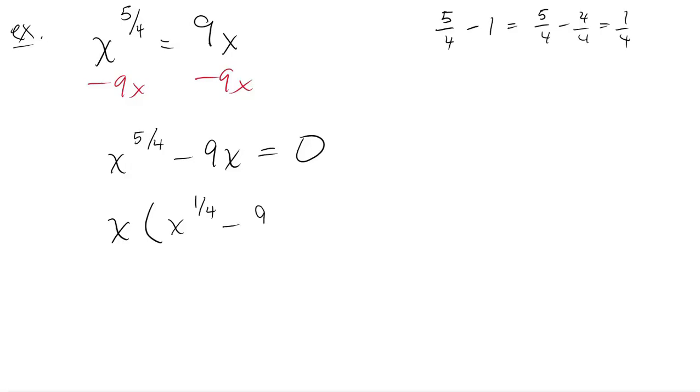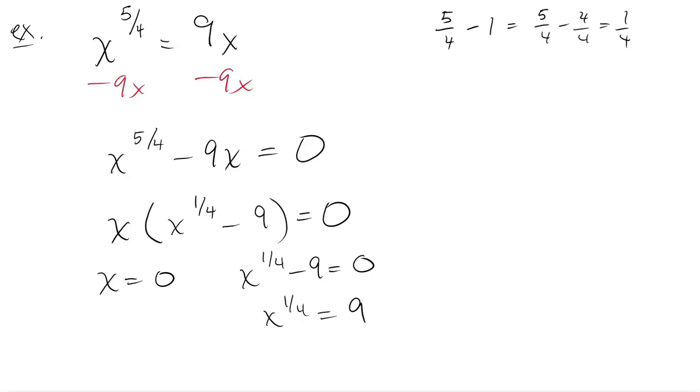In the back, I'm pulling away the x. I'm just left with a 9. That's equal to 0. So we get 2 cases, either x equals 0 or x to the 1/4 minus 9 equals 0. This one's done. There's no easier equation than x equals 0. Over here, I add 9 to both sides, and I get x to the 1/4 equals 9.